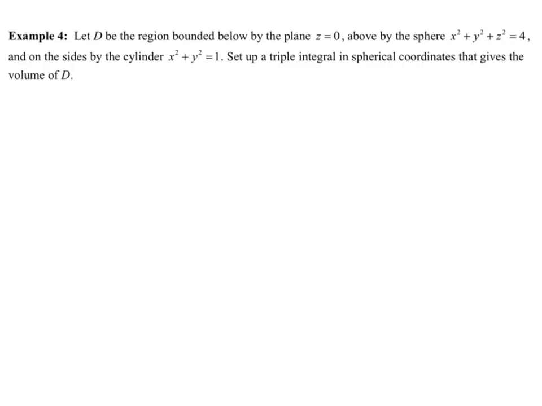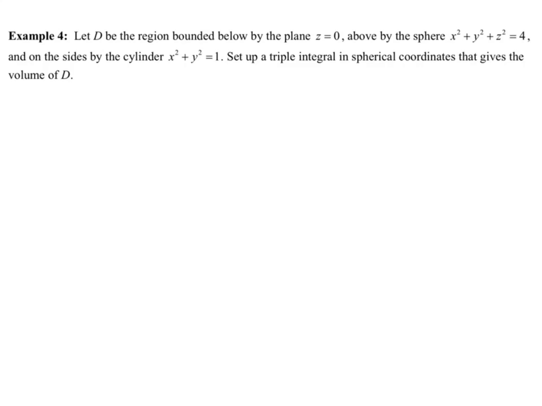The next thing that I want to do is walk you through this example where we're actually setting up a triple integral that would give the volume of the region they're asking for. So the region D is bounded below by the plane z equals 0, above by the plane x squared plus y squared plus z squared equals 4, and on the sides by the cylinder x squared plus y squared equals 1. We want to set up a triple integral in spherical coordinates that gives the volume of D.